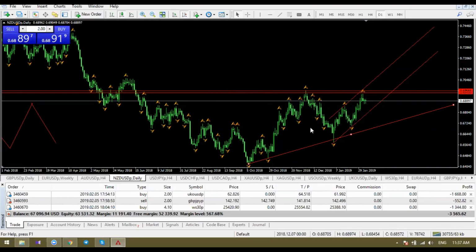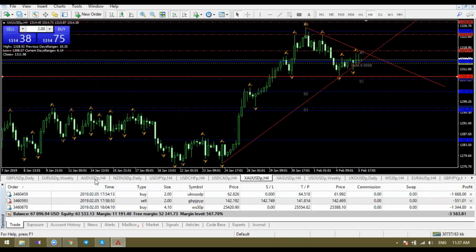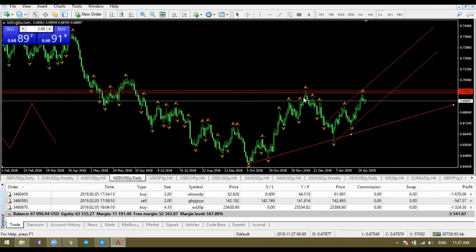Can you explain this on the gold chart? Can you explain these on the gold chart? Excuse me. Can you complete explaining this one?